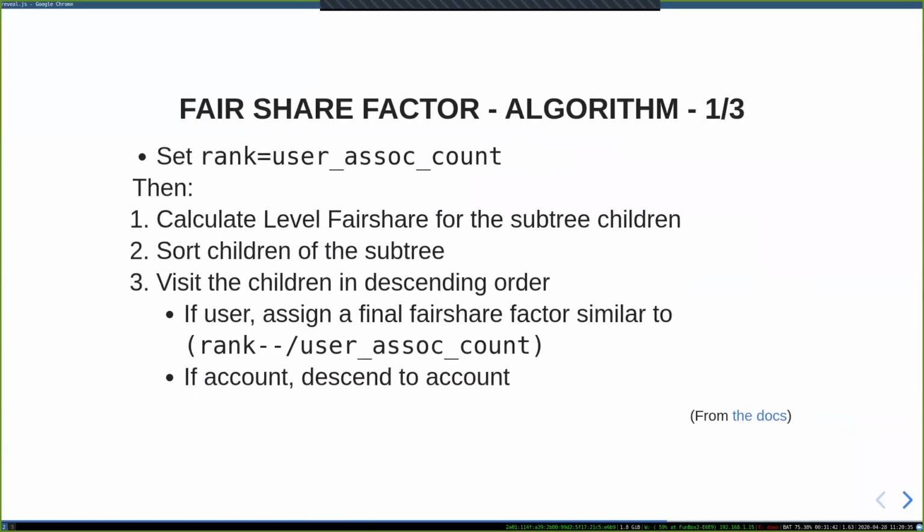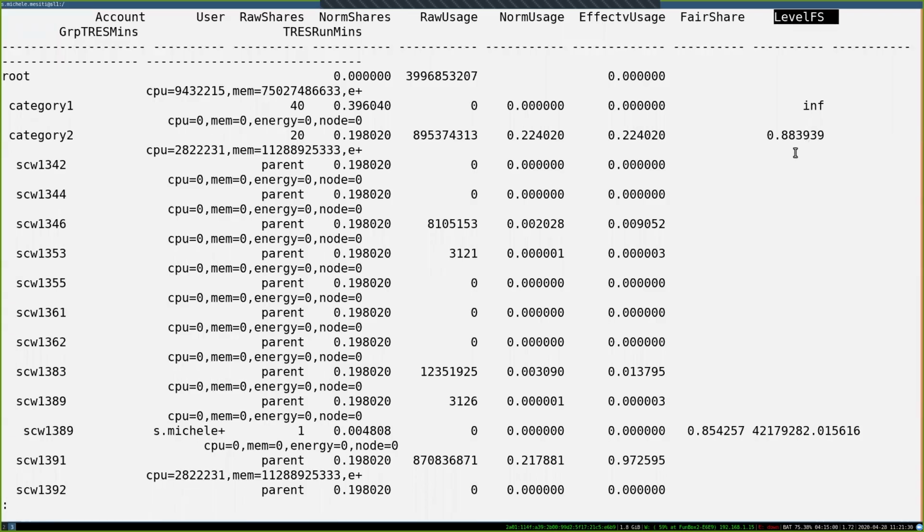So how does it work? So basically, the computation of the fair share factor for all the users starts in this way. We set a variable rank to the number of user associations. Basically we are going to rank all the user associations according to some criterion. And the way we compute the criterion is the following. First of all, we start at the top level of the account trees, and we calculate the level fair share for the subtree children. You can actually see the level fair share in here. It's this column.